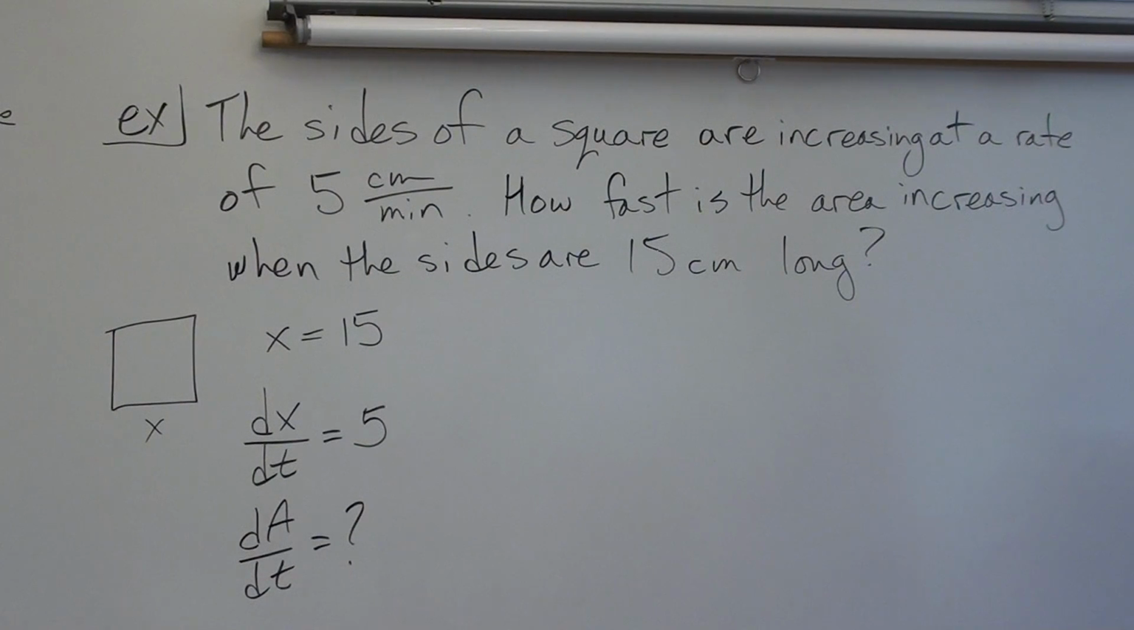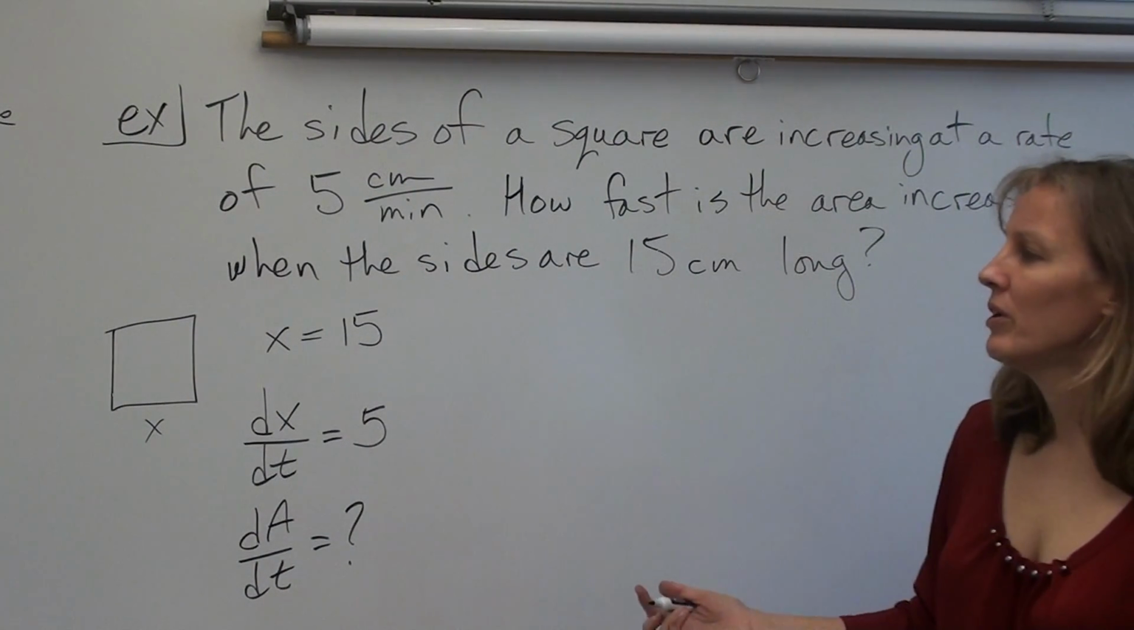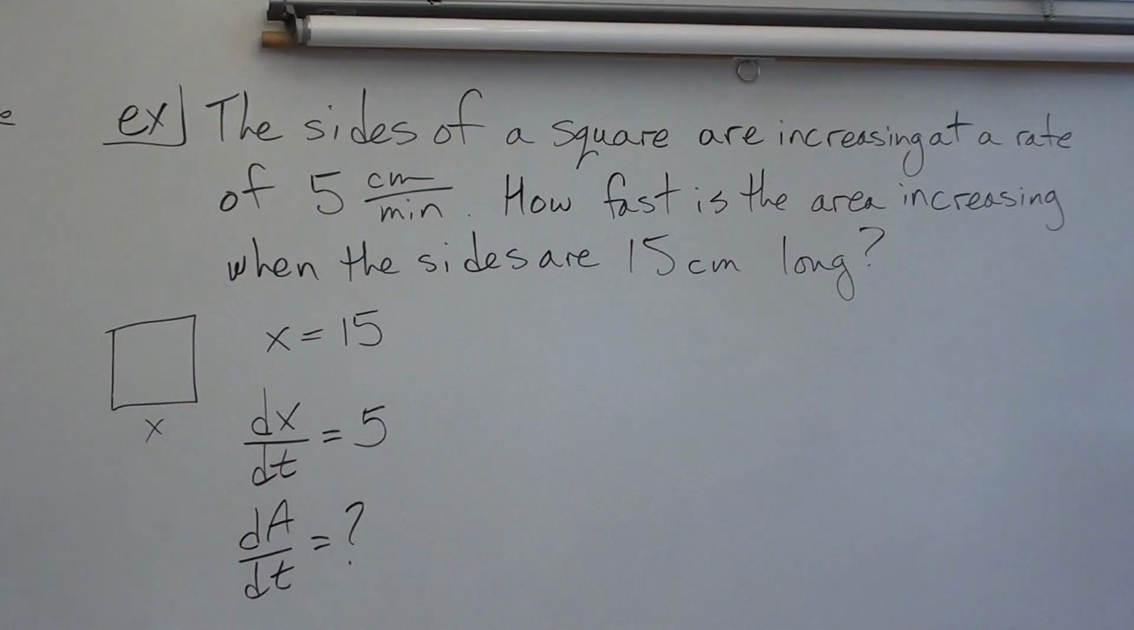How's that sitting with you? Okay, we're not trying to find the area. If I said, hey, find the area of a square with a side length of 15, you're just back in geometry, right? Okay, we're not trying to find the area, we're trying to find the rate that the area is changing. Okay, so now we've written what we're given, and we've written what we're trying to find.